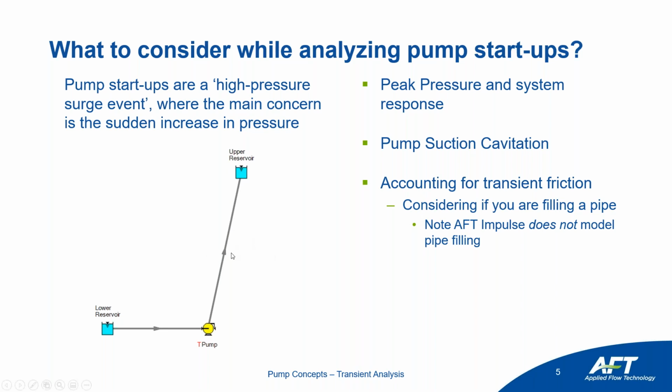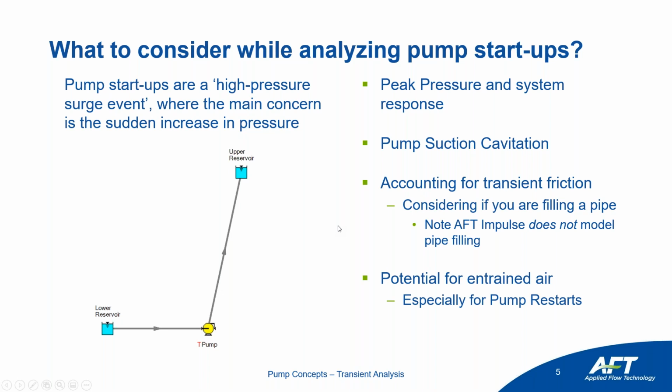So that's an important consideration, especially if you're doing a pump startup for something like a sprinkler system, where it may start empty and it may see many or way less losses than a liquid full system. So it's kind of an assumption that's going into it. One, account for the transient friction, because the amount of flow going through the system is going to be changing significantly. AFT Impulse will do that for you automatically, but also know that filling the pipe is one of the limitations of AFT Impulse. It's always going to assume that the pipe is liquid full, and that's going to be consistent throughout the entire transient event.